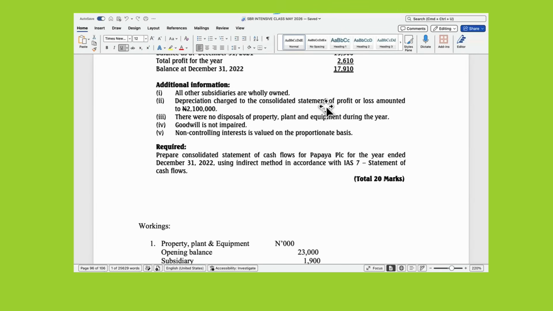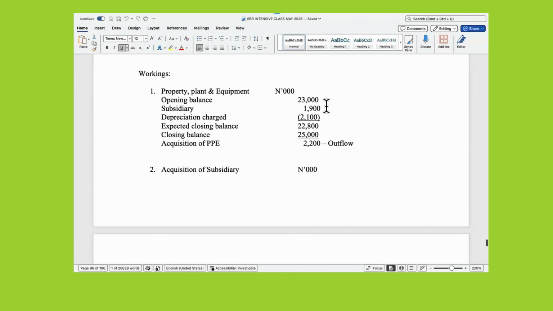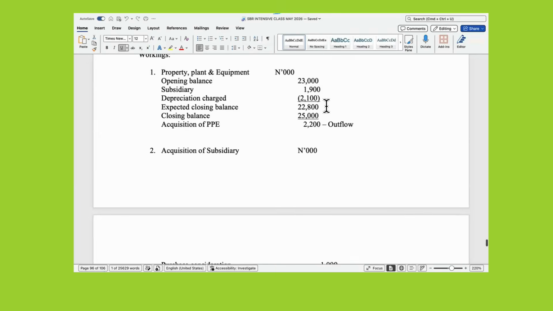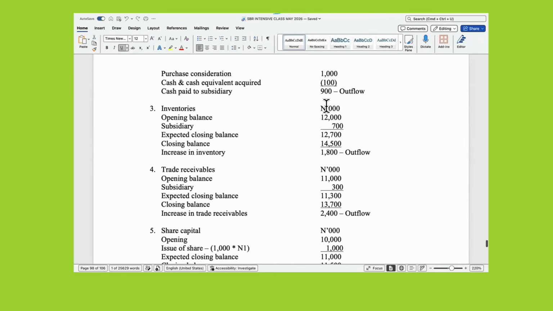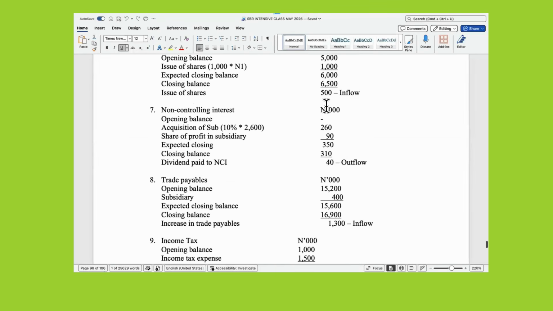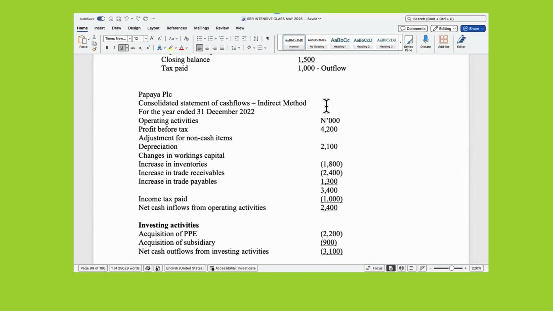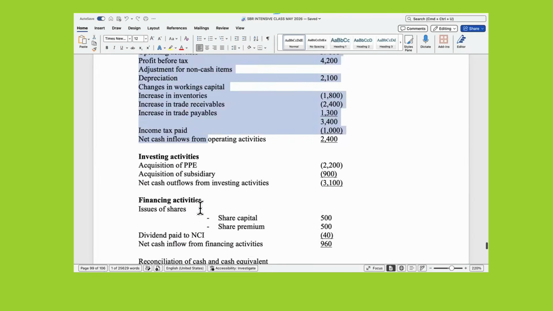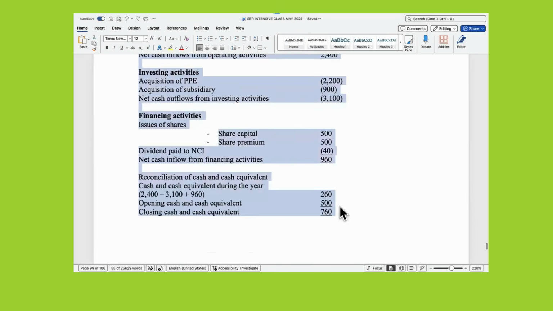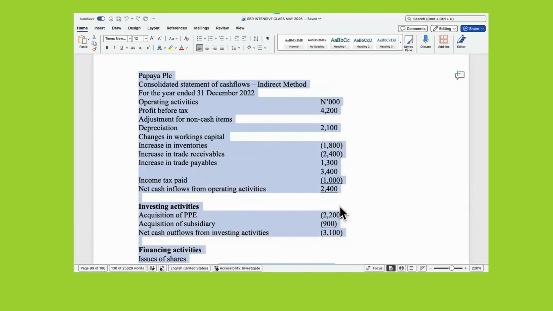The examiner marks your steps. It's not the statement they are looking for. It's all of these things you're seeing. You're getting marks for all of them, 3 marks, 2 marks, and so on. The statement itself is easy to prepare because I'm getting all of these things from my movements. As soon as you do your movement, you are just allocating them to where they belong. That's all you're doing.